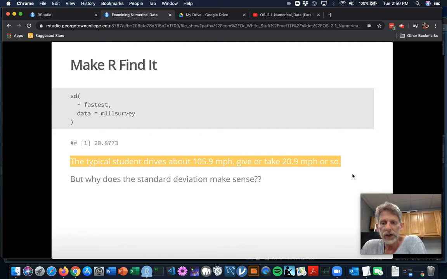And that's a really good practice. Whenever you've got data that you've computed the mean and the standard deviation of, say that little sentence to yourself. Typically, it was the mean, fill it in. Give or take the standard deviation, fill it in, or so.